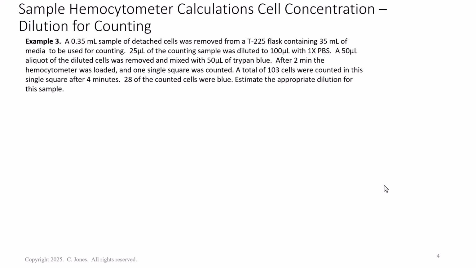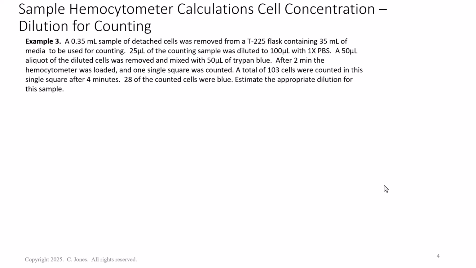All right, lots of words here just to get you used to understanding which information you need to use to solve the problem and which you can disregard. So we have a 0.35 ml sample of detached cells removed from a T225 flask containing 35 ml of media. 25 microliters of the counting sample was diluted to 100 microliters with 1x PBS. 50 microliters of that was removed and diluted with 50 microliters of trypan blue.